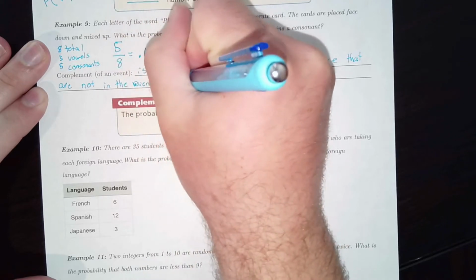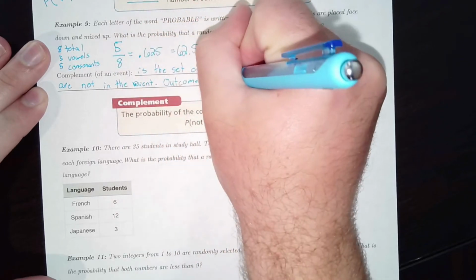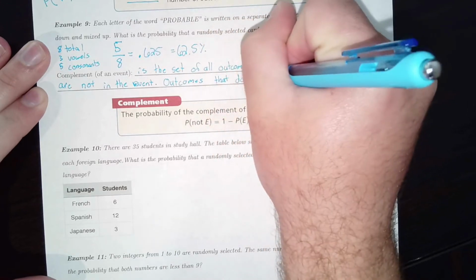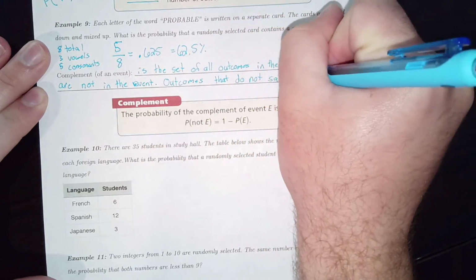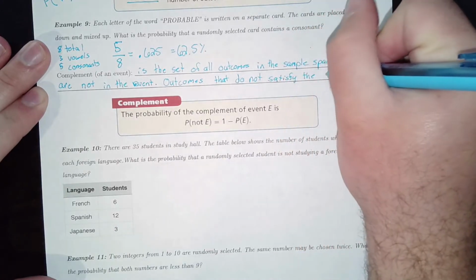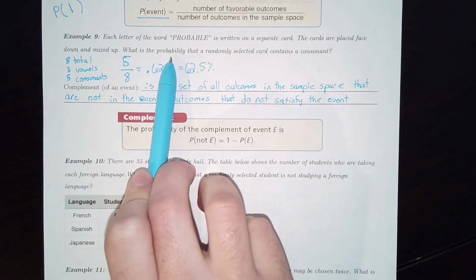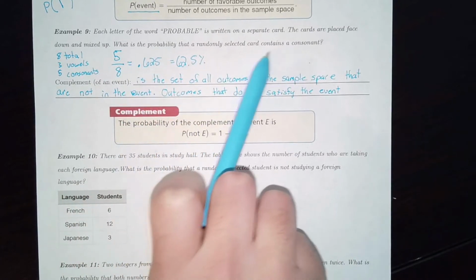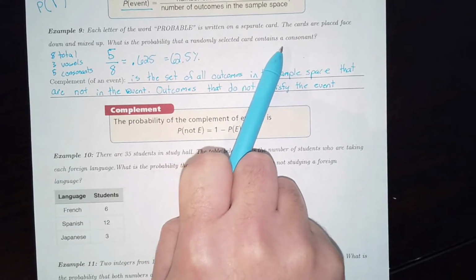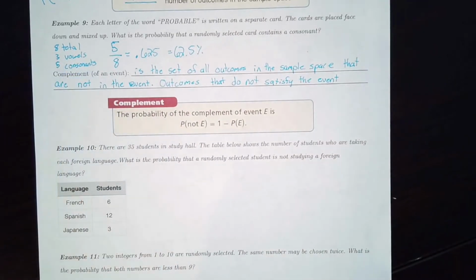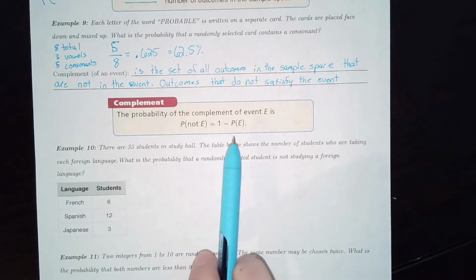Okay, in other words, these are outcomes that do not satisfy the event. They're the unfavorable outcomes. For example, if I go back to example 9 here, the complement of the event that I was actually working with, which was the probability of a consonant, would be the probability that I get a vowel, because that's the only other option that I have. Some of them are very cut and dry like that, to where the complement is just the other group of things. Sometimes there's more options and you gotta be a little bit careful with it. There is a way to calculate this.